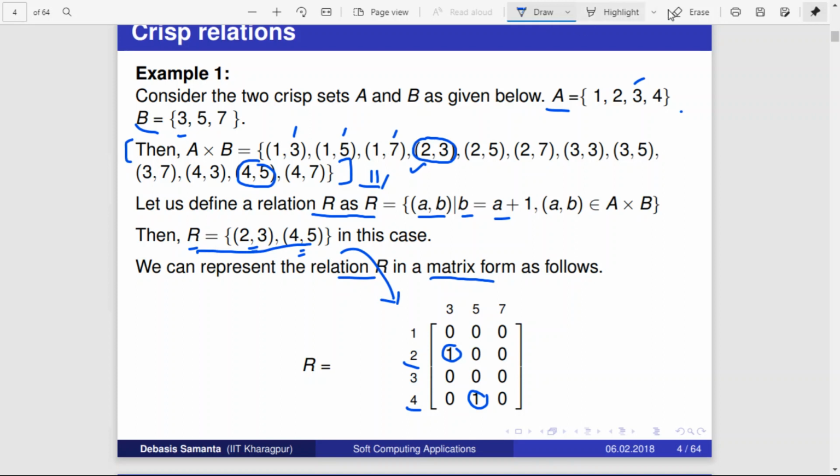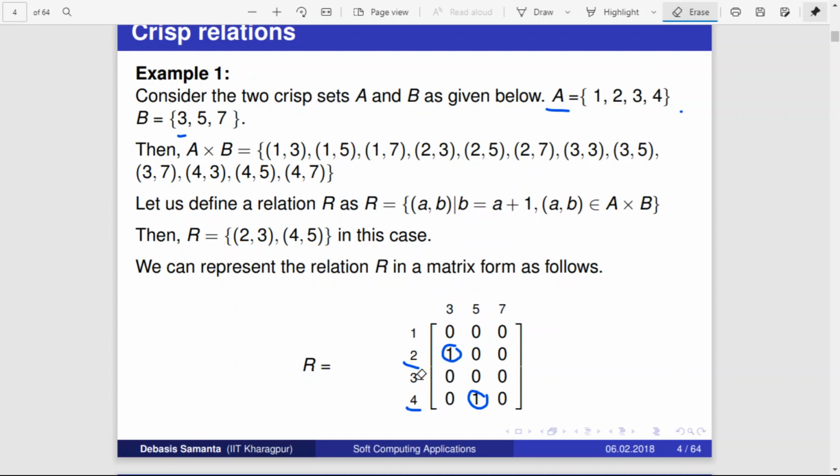Okay. So I hope you are following. What we have discussed so far is what a Cartesian product is for a crisp set, how a relation can be created from a Cartesian product, and how the relation can be represented as a matrix. So that is what we have discussed.